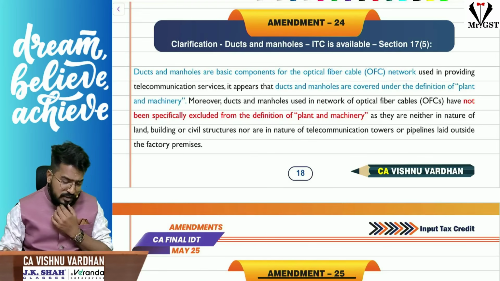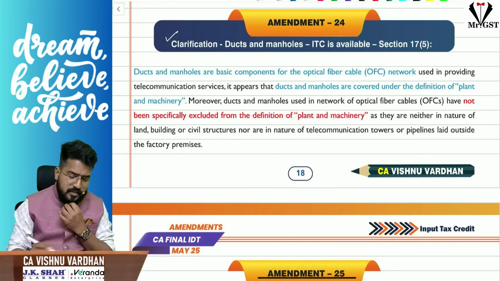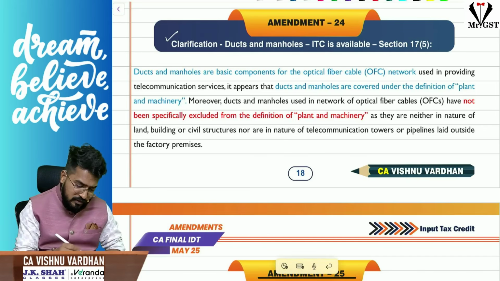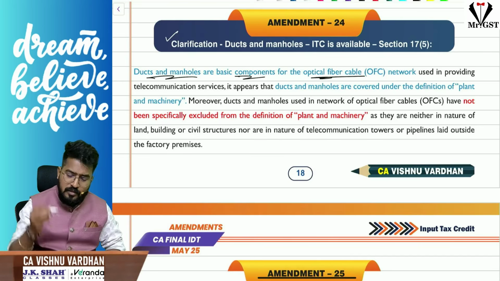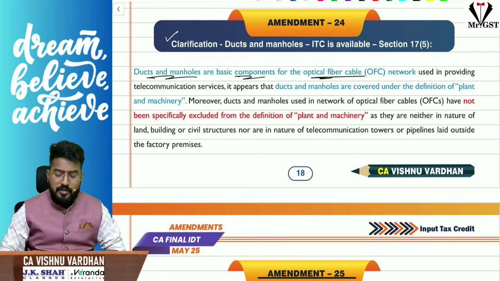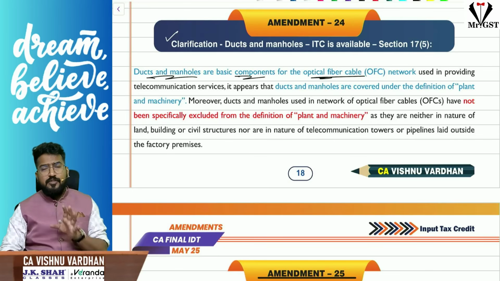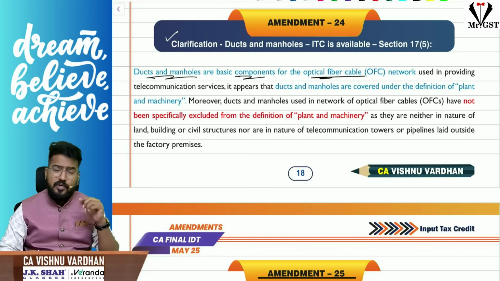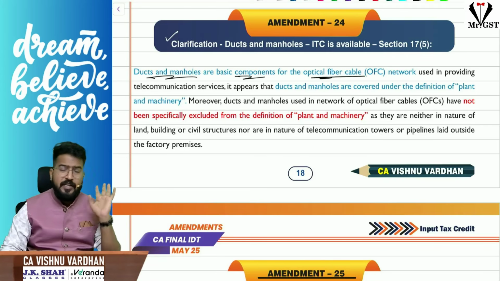The next clarification is with respect to ITC on ducts and manholes used while constructing this optical fiber network. In the construction of optical fiber cables or networks, they are using ducts and manholes. On that, whether we can take ITC or not, the department has clarified. Generally, plant and machinery, 17 subsection 5, you know, sir, plant and machinery is an exception. You can take ITC on that.